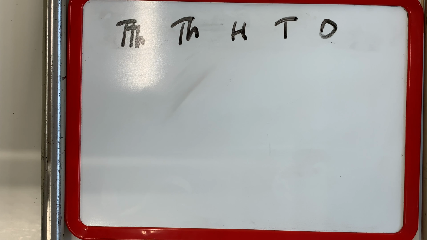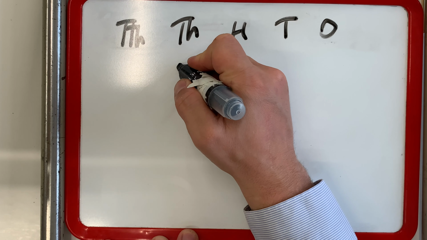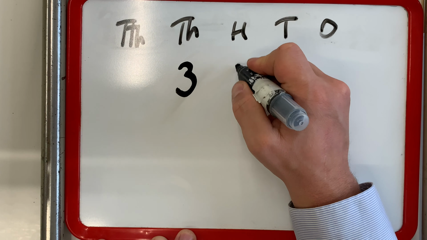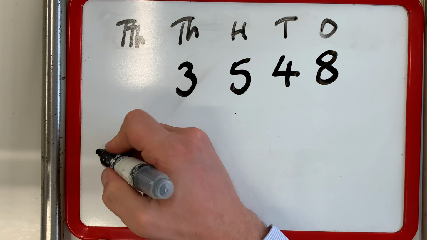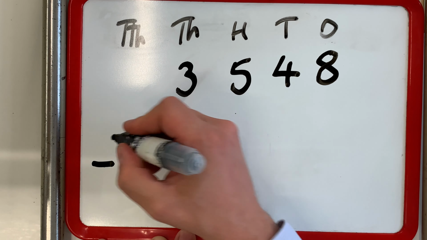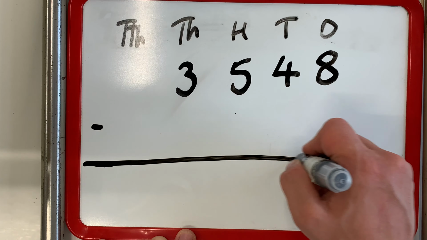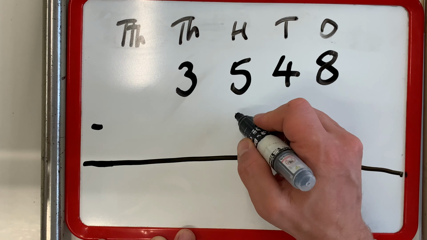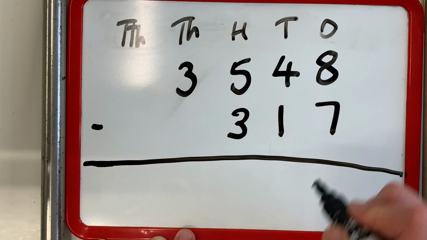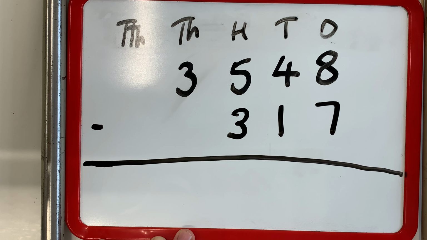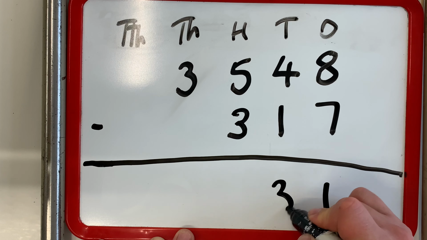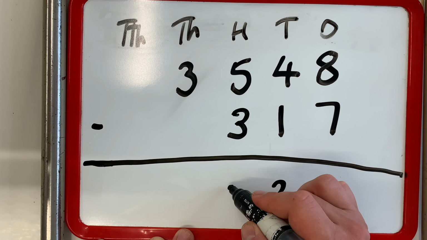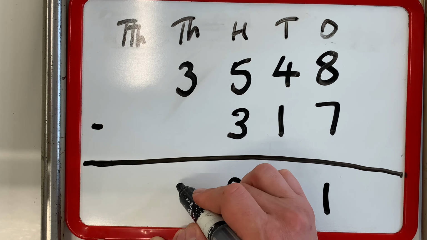Okay, so for the next one, we are going to be subtracting from 3,548. And from that number, we're going to take away 317. So this one we'll have to look at. So 8 take away 7 is 1. 4 take away 1 is 3. 5 take away 3 is 2. And 3 take away nothing is 3.